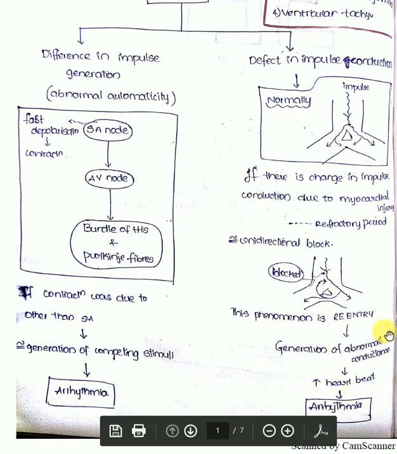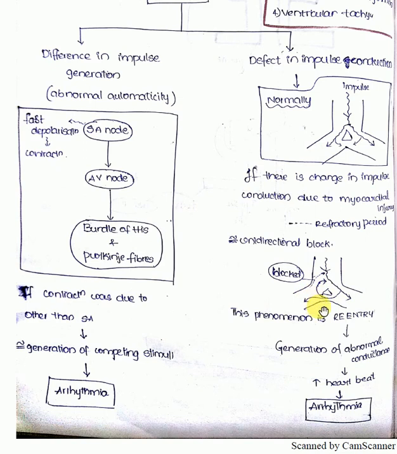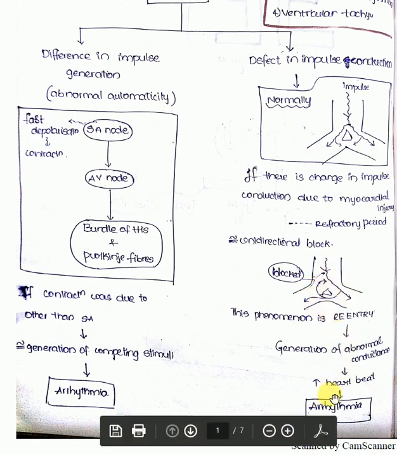Whenever it re-enters the original action potential, it causes a contraction of the heart. So other than the original impulse, this re-entered impulse is also creating contraction of the heart. In this case it is leading to an increase in heartbeat. So this is called arrhythmia.